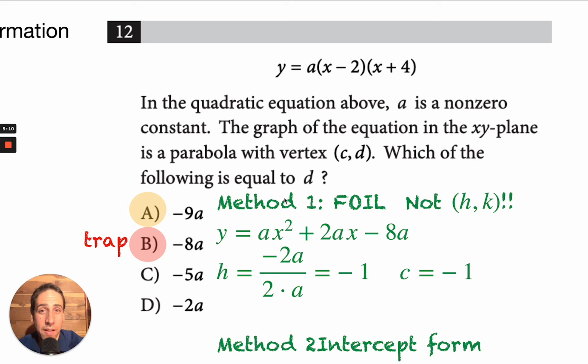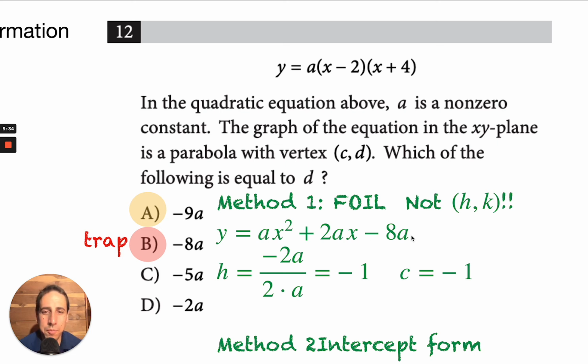That's okay. X times x is x squared, and times a is ax squared. And then the outside would be 4x, and then the inside would be minus 2x. So 4x minus 2x is positive 2x, and then times a is 2ax, or a times 2x. And then minus 2 times positive 4 is minus 8, times a is minus 8a.